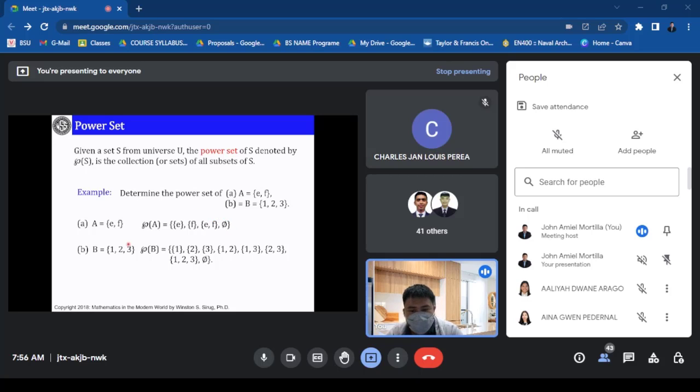When our set has three letters, 1, 2, 3, first you put all three elements: we have 1, 2, and 3. Then remove the 3, so we have the set 1, 2. Then we have 1 and 3. Then 2 and 3. Then we have 1, 2, 3, and the empty set. How about 4, 5, 6, 7? What are its sets?